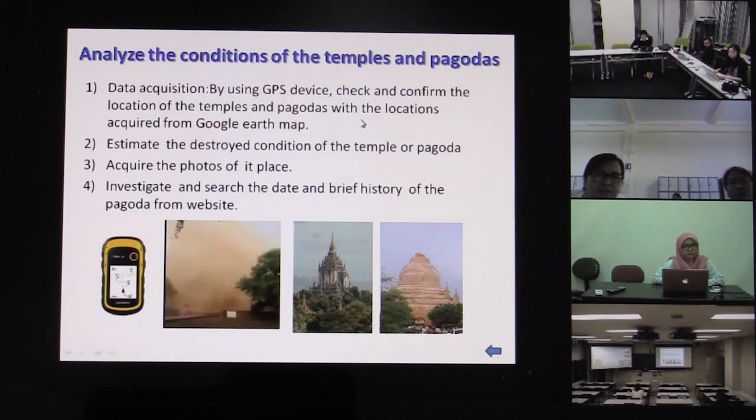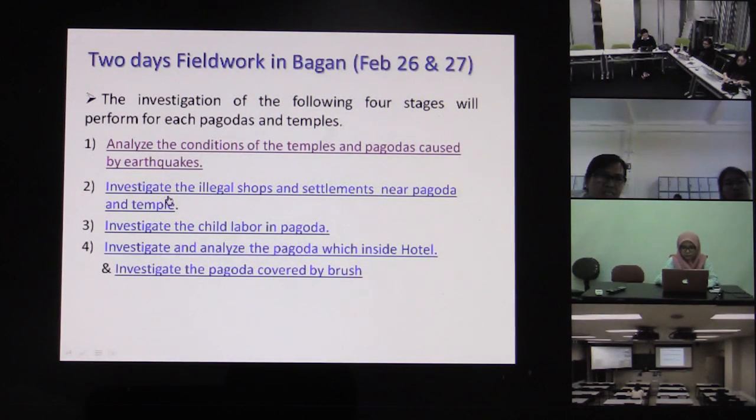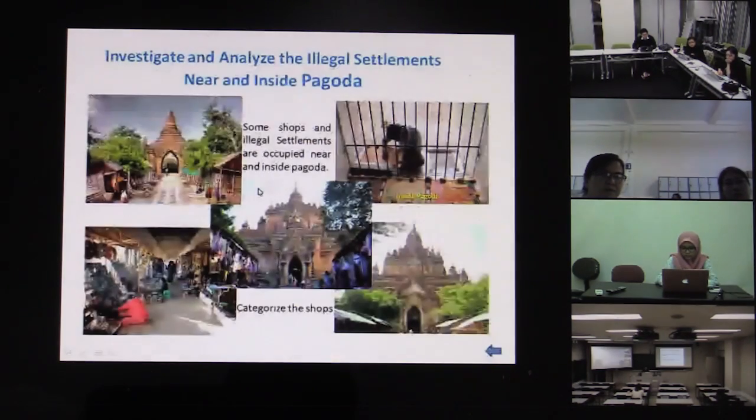Stage of analyzing the condition of temples and pagodas. At this time, we investigate and detect the exact location of the pagoda and estimate its destroyed condition, and then take photos of the place and investigate its history. In the second stage, we investigate the pagoda for illegal shops and settlement near the pagoda and temple.